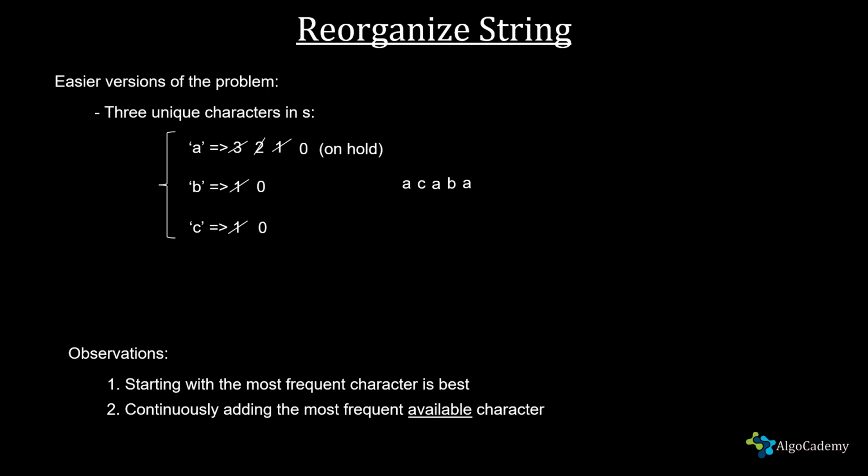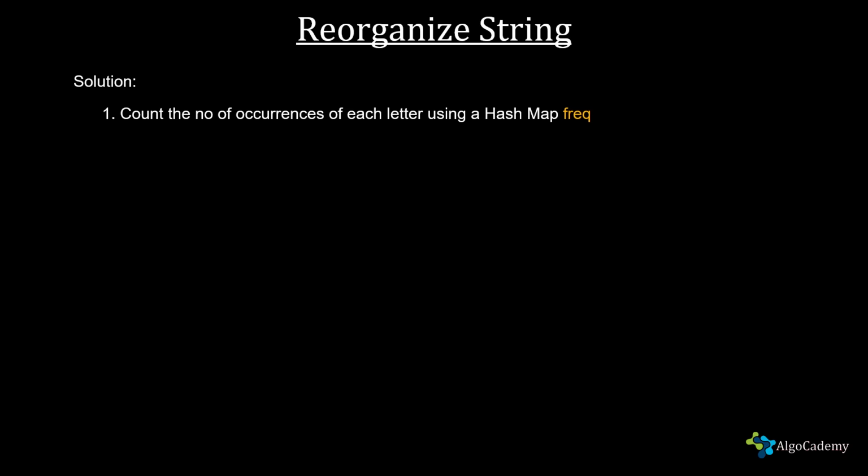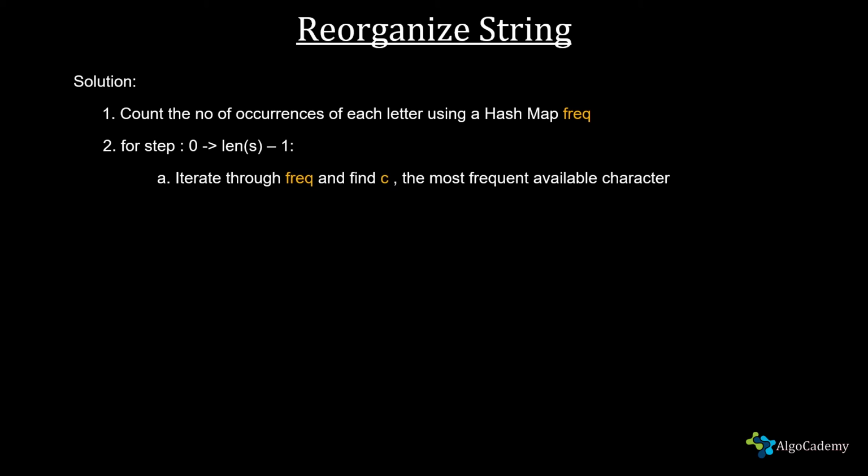So, let's recap the solution again. First of all, we should count the number of occurrences of each letter, and we already know how to do this. We will use a hash map, and let's name it frequency. Then, our algorithm will perform exactly length of S steps, each one for each character that we will add into the solution. For each of these steps, we can iterate through frequency and find C, the most frequent available character. Then, we will add C to our solution string and we will decrement the frequency of C. And this is the most trivial approach.